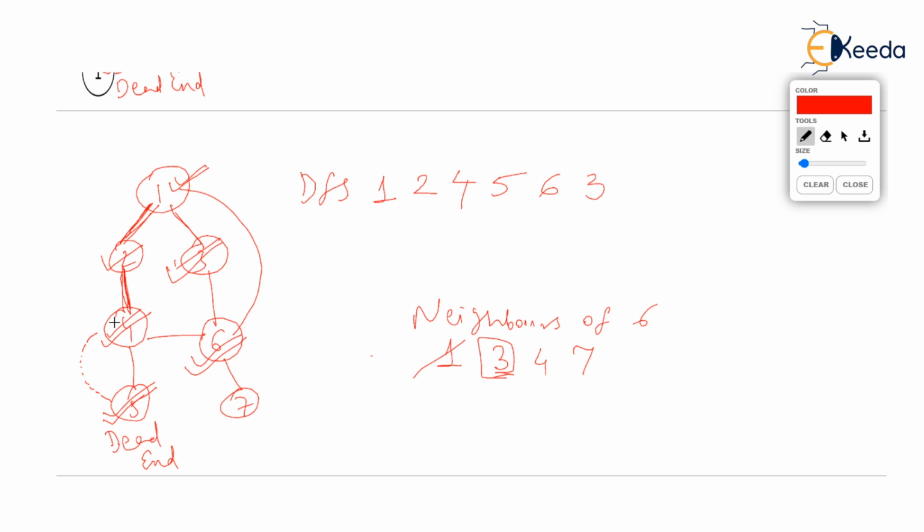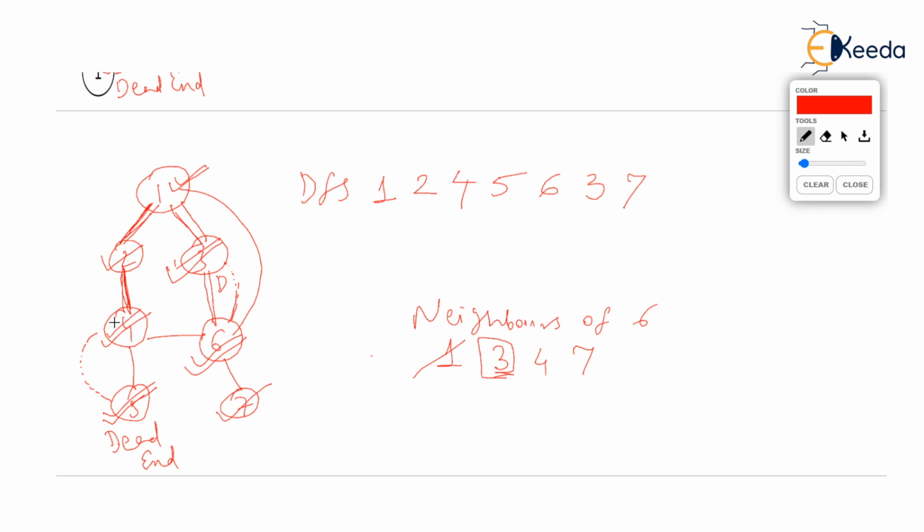Needless to say, 3 is a dead end. All the neighbors of 3 are done. Neighbor of 3 is 1, which is done. Neighbor of 3 is 6, which is done. So we will backtrack. Where will you backtrack from 3? Yes, backtrack to 6. You came to 3 from 6. But when you are back at 6, you will see 6 is not a dead end. There is one neighbor of 6, 7, which can be processed.